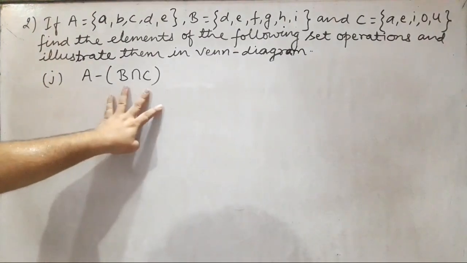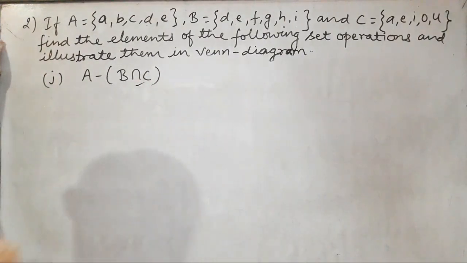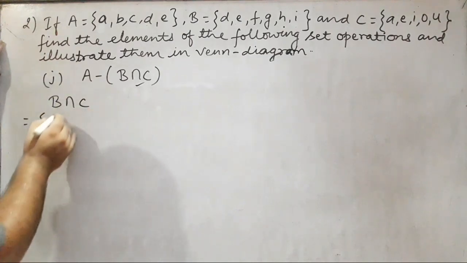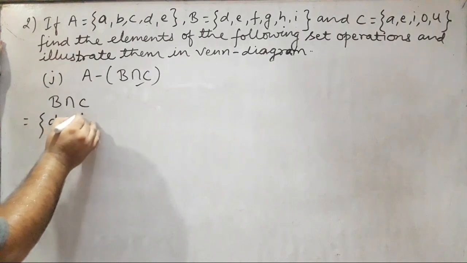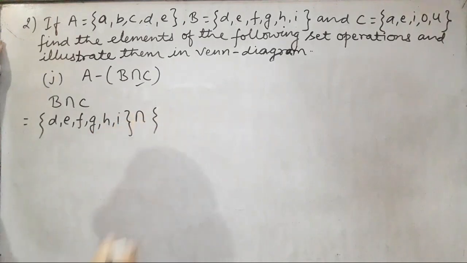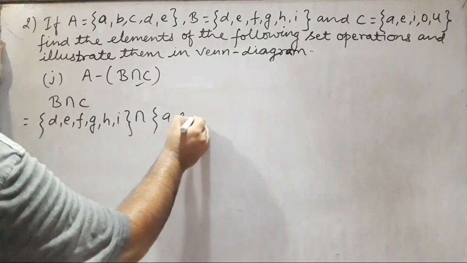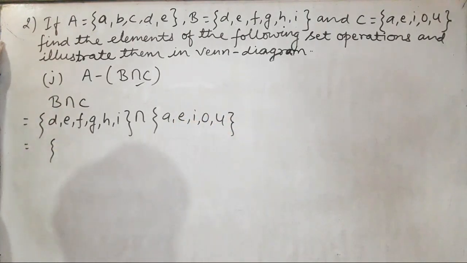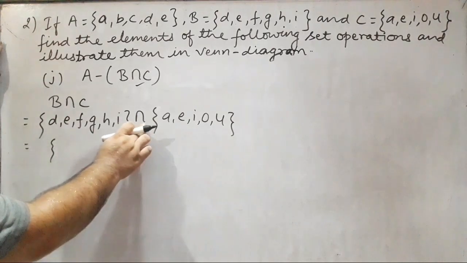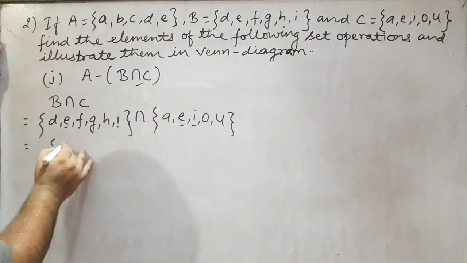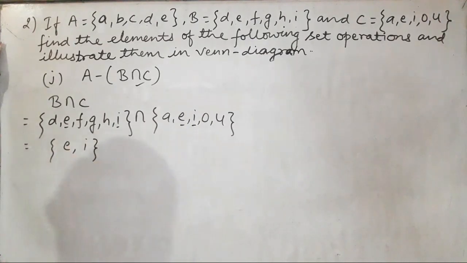A minus (B intersection C). Perform inside the bracket B intersection C. The elements of set B: D, E, F, G, H, I, intersection the elements of set C: A, E, I, O, U. Now we will write down the common elements since there is intersection. So the common elements are E, I. So B intersection C, we got E and I.